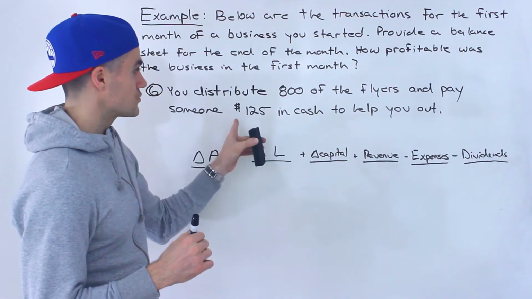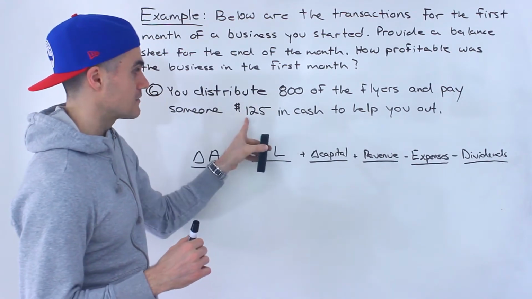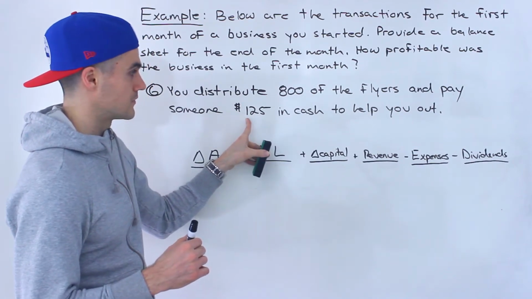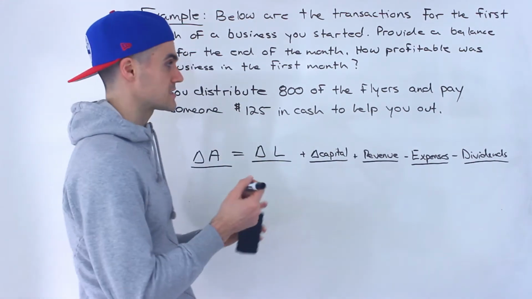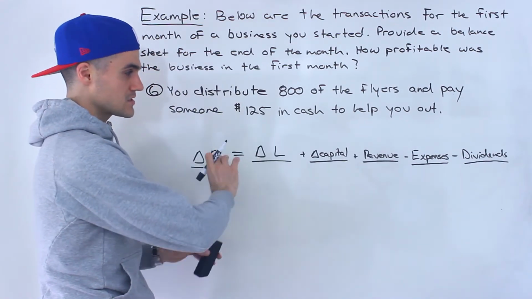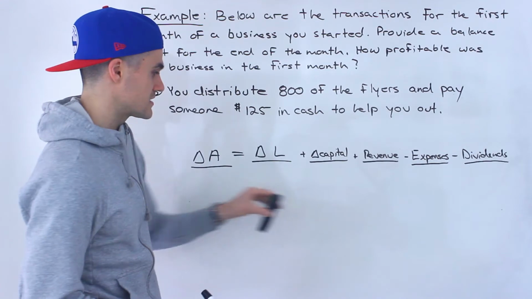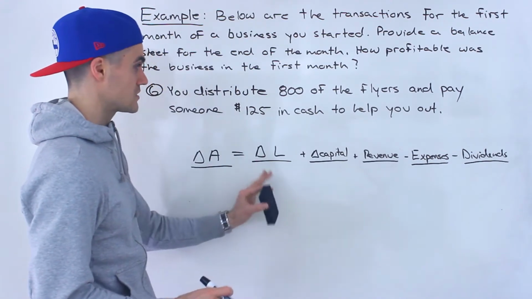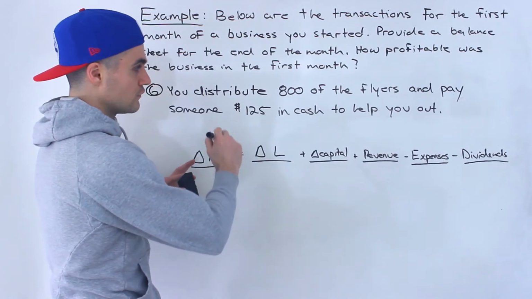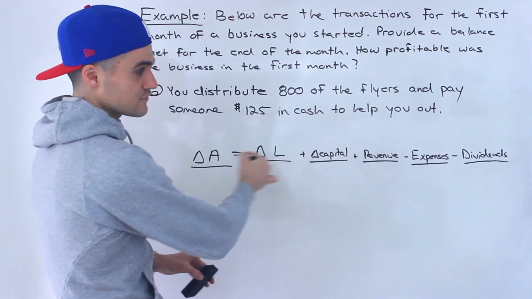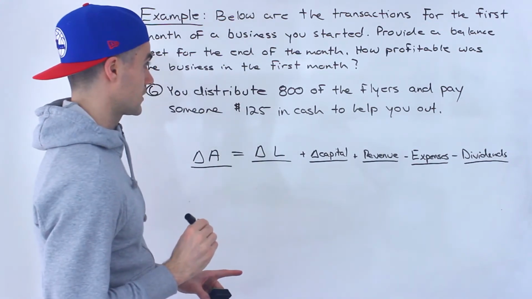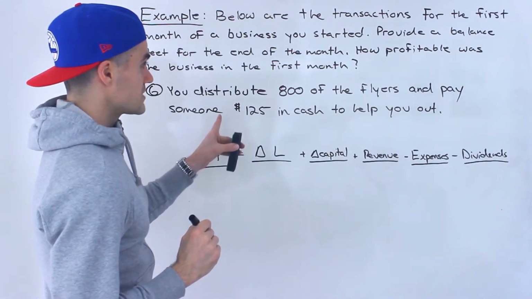And then we're also going to have an expense when we're paying this person $125 in cash to help us out. It's going to be like a wage expense. We're not getting too into the names of the specific expenses or the specific assets or the specific liabilities in this video, but we're more so figuring out how to properly classify them in these general accounts over here. So let's start off with the first part.